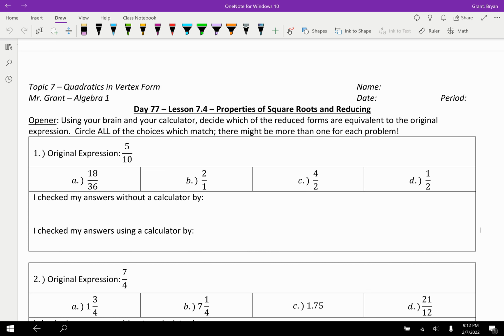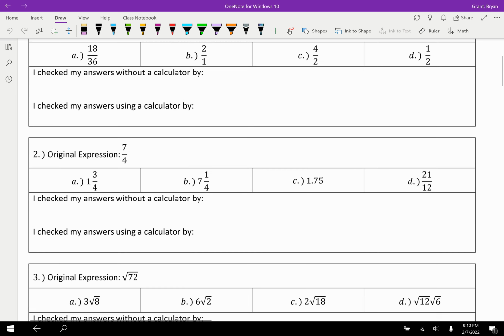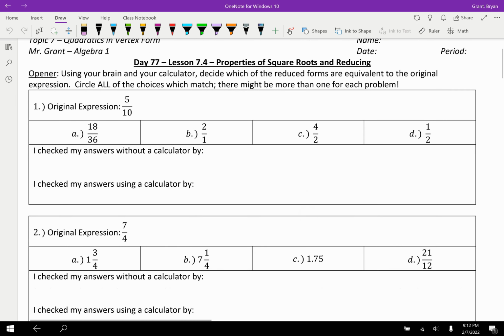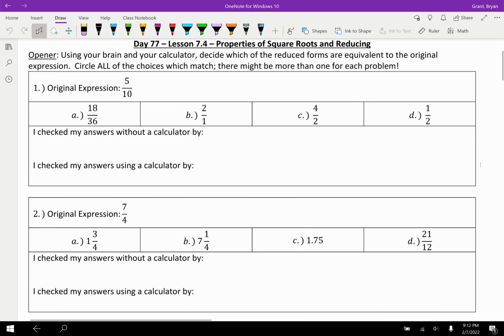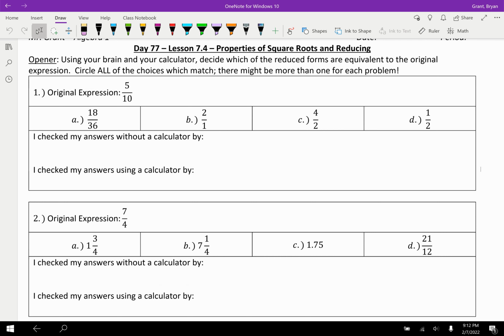To open up today's lesson, I have three problems for you. Problem 1, Problem 2, Problem 3, with some multiple choice answers, or maybe I should even say multiple select, because there are certain problems where you'll have to pick more than one answer. So I'd like you to think about these three, and you'll notice on here that there's a spot where I checked my answers without a calculator, and then using a calculator. So why don't you guys try each of these, see what you can do, see if you come up with the right answers, and then we'll go through some of them.